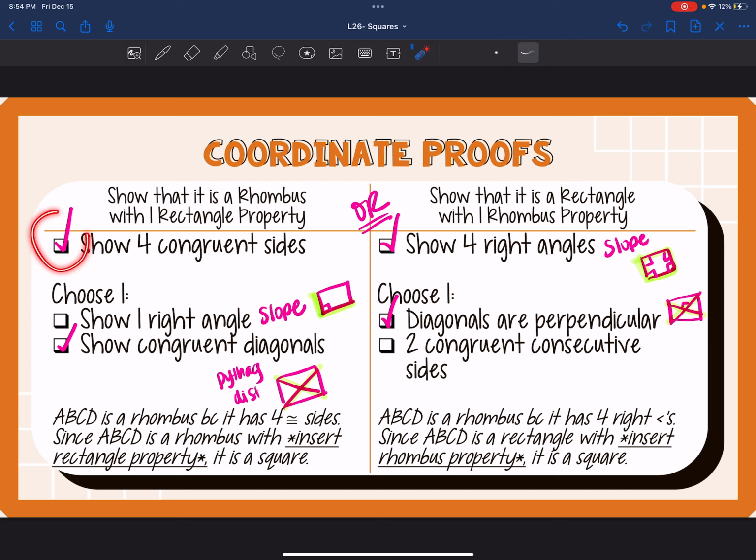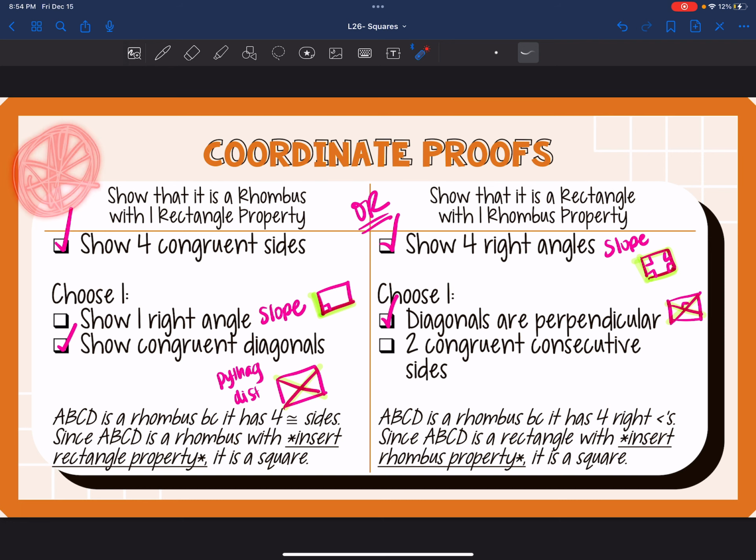So this is mandatory, and then you choose one of these if you're going rhombus to rectangle route. This is mandatory, and then you choose one of these if you're doing rectangle to rhombus route. So I recommend pick a side that you like and stick with it. So for coordinate proofs, when I'm proving a square, this is a side that I like.